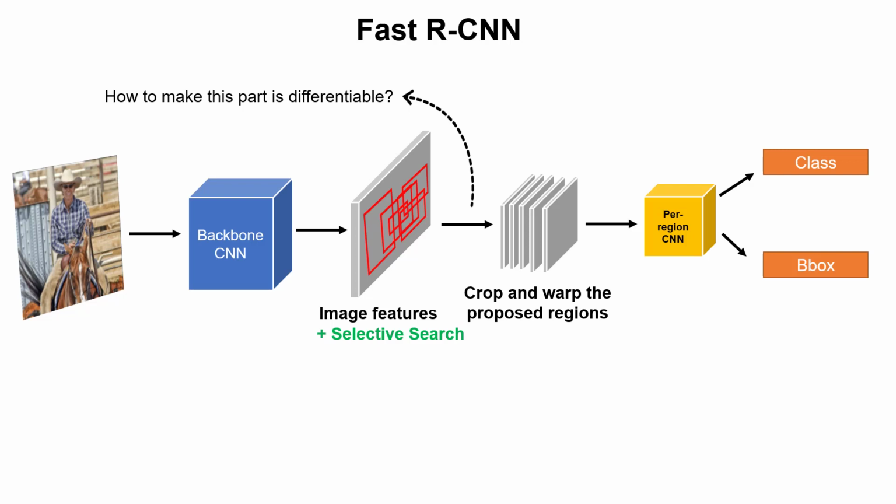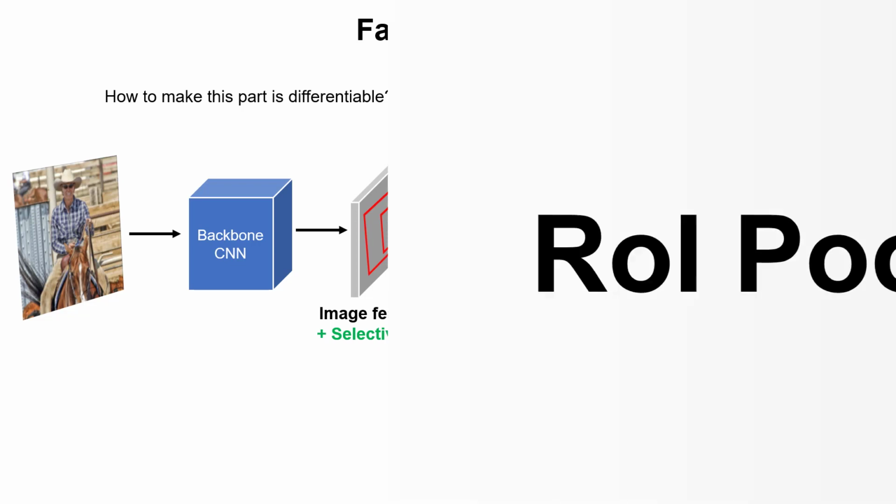But how do we make sure this part is differentiable? I mean, in RCNN, we used the cropping and warping at first, and there was not any CNN module before that. But now we have the Backbone CNN here, which we need to backpropagate through and tune its weights. Sadly, cropping like usual is not differentiable, and we cannot compute its gradient. So we need to find a solution. And in this paper, they proposed RoI Pooling.